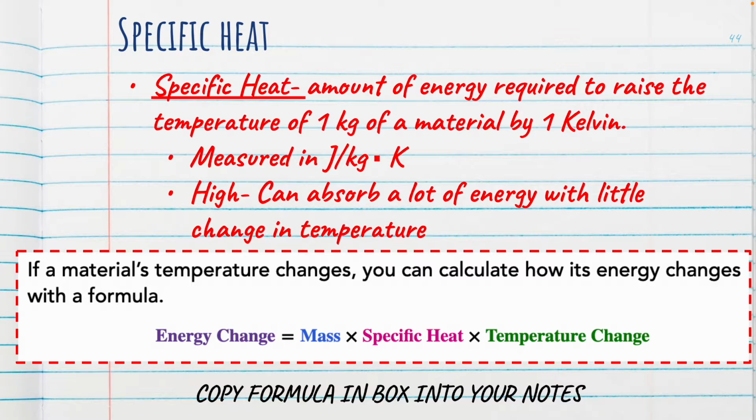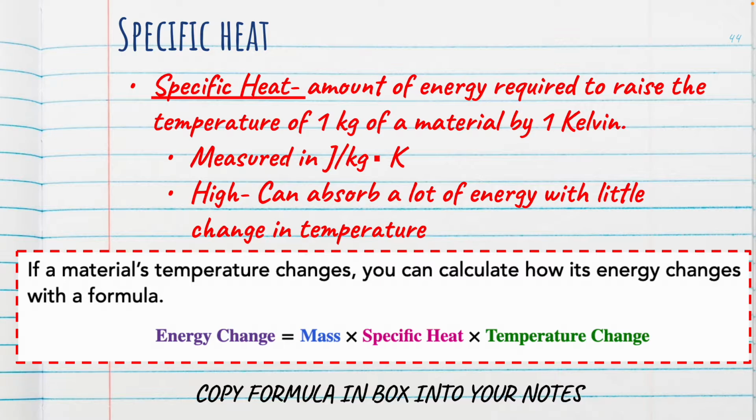So specific heat is the amount of energy required to raise the temperature of 1 kilogram of a material by 1 Kelvin. What it's actually measured in is joules per kilogram per Kelvin. That's how we say that. So it's all about the materials. Some materials, because of how their molecules are, take much longer to heat up. And some materials heat up a lot quicker. The ones that take a longer time to heat up have a high specific heat. Materials with a high specific heat can absorb a lot of energy with a little change in temperature, and that is water.